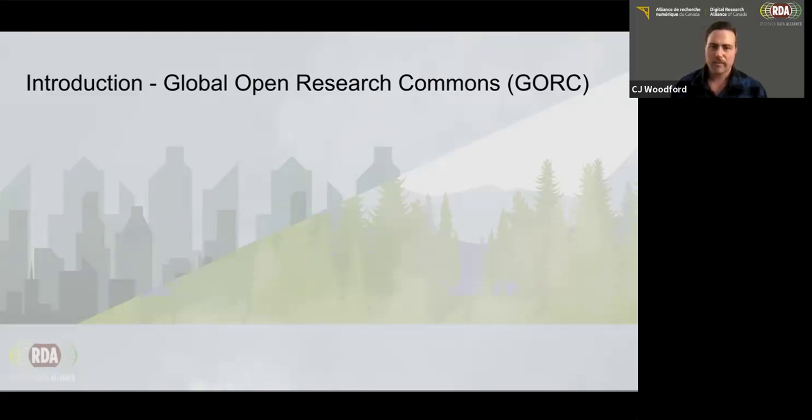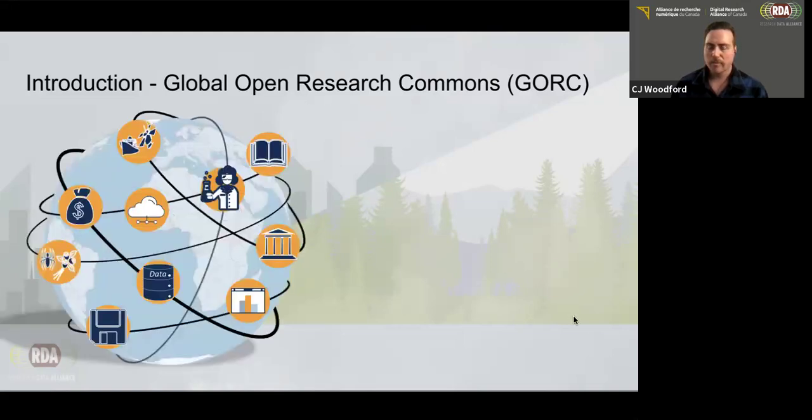But essentially what we mean when we say a Global Open Research Commons is an international or global federation or interlinking of research commons. Research commons is a wider definition than some other groups take, but we're considering a commons as any infrastructure that would give you a place where you can work on data, upload data, use data, and other research artifacts.